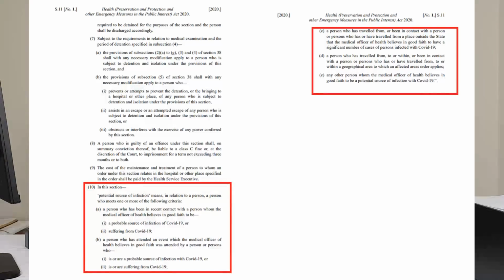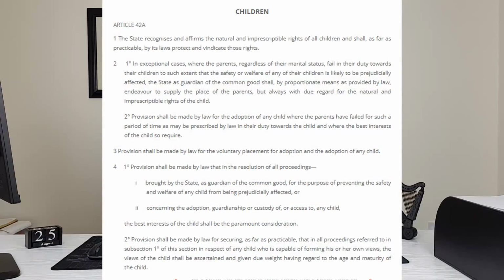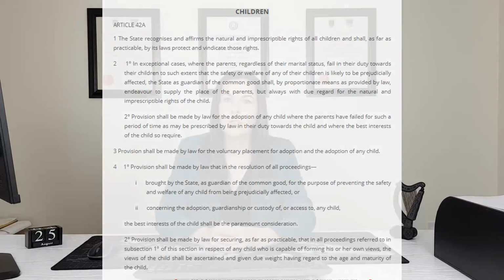D, a person who has travelled from, to or within, or has been in contact with a person or persons who has or have travelled from, to or within a geographical area to which an affected areas order applies. Or E, any other person whom the medical officer of health believes in good faith to be a potential source of infection with COVID-19. You might question how the Irish government have the power to isolate, detain and test children without parental consent. In my view, this is possible due to the inclusion of Article 42A in the Irish Constitution, arising from the children's referendum in 2012.